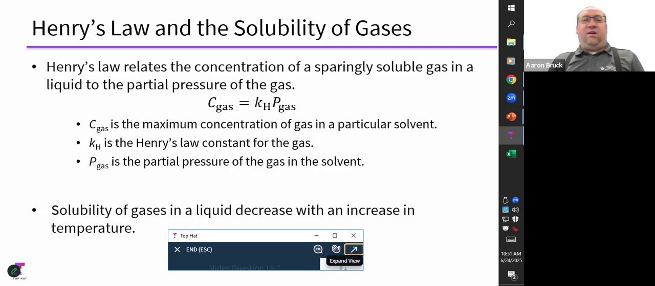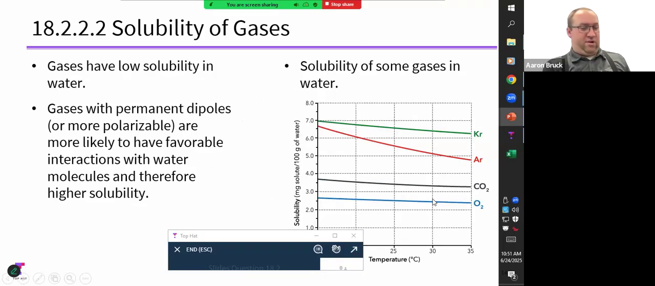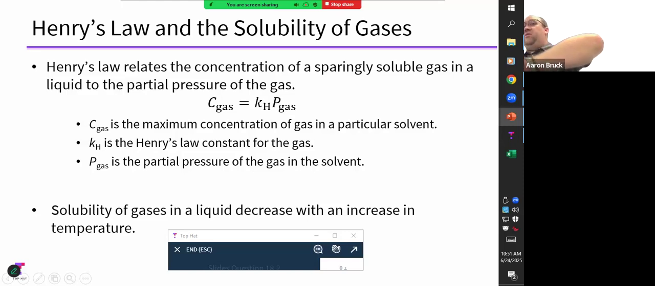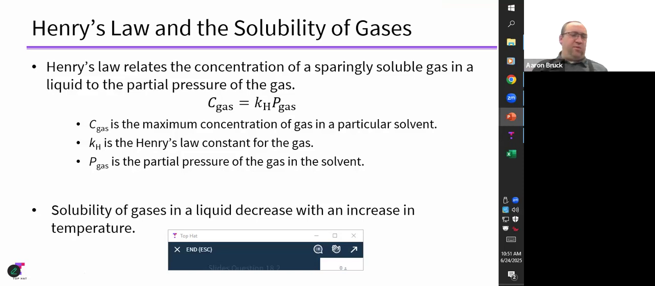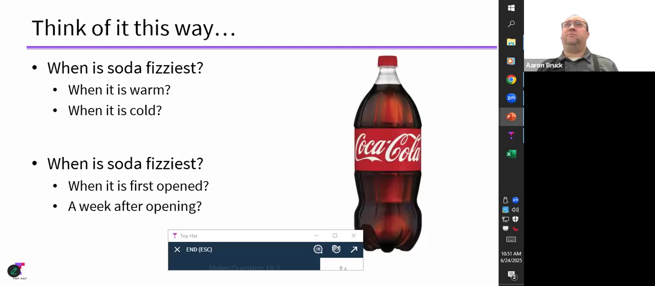But the idea is relatively simple here. Gas solubility is influenced by two factors. One of them is pressure. The higher the pressure, the better the solubility is. The second factor is temperature. And we saw in the previous slide that the temperature relationship is a negative one. As the temperature increases, solubility goes down. Now, to give you a context for this, I want to give you an image. This one.